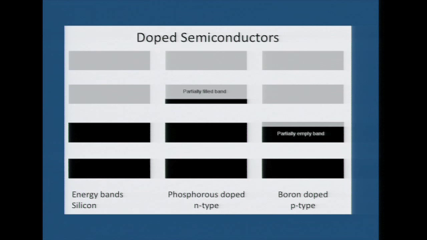You can also dope silicon with boron. You can replace some silicon atoms with boron atoms. Now, boron has fewer electrons than silicon, and so you don't have enough electrons to fill this band. You get a partially empty band. So this band is full of holes, and this is called hole-doped silicon, or P-type silicon. And again, they learned how to make this in the 1930s.